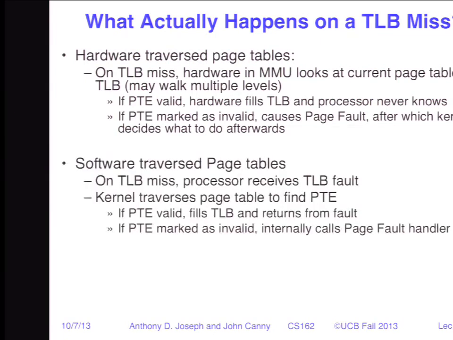The other choice is to do it in software. As software programmers, anything they do in hardware, we can do in software, and better. So on a miss, the processor receives a fault. We trap into the kernel, and then the kernel walks through the page tables to find the page table entry. If it finds a valid page table entry, it fills in the TLB and returns from the fault. If it finds an invalid page table entry, it'll call the page fault handler internally.